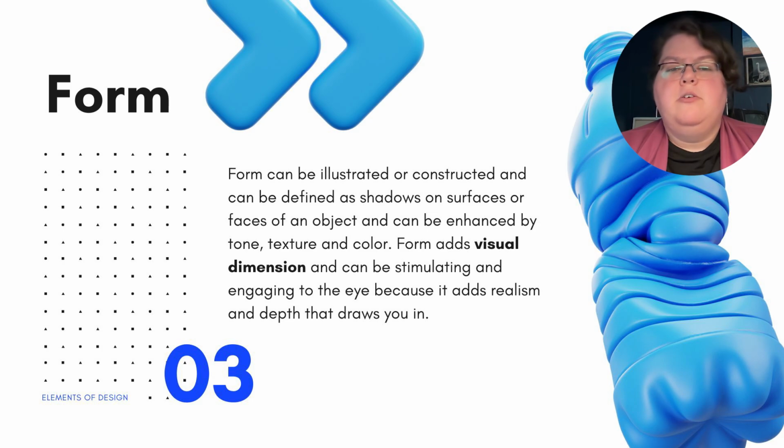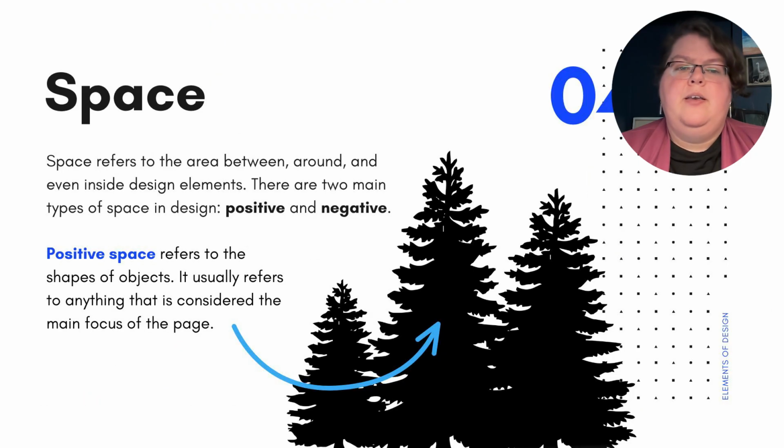However, form can be illustrated or constructed. It is defined as shadows on surfaces or faces of an object and can be enhanced by tone, texture, and color. Form adds visual dimension and can be stimulating and engaging to the eye because it adds realism and depth that draws you in. Form might be used in product photography to give a viewer a visual feel for the product, or be used to emphasize objects through effects such as drop shadows.